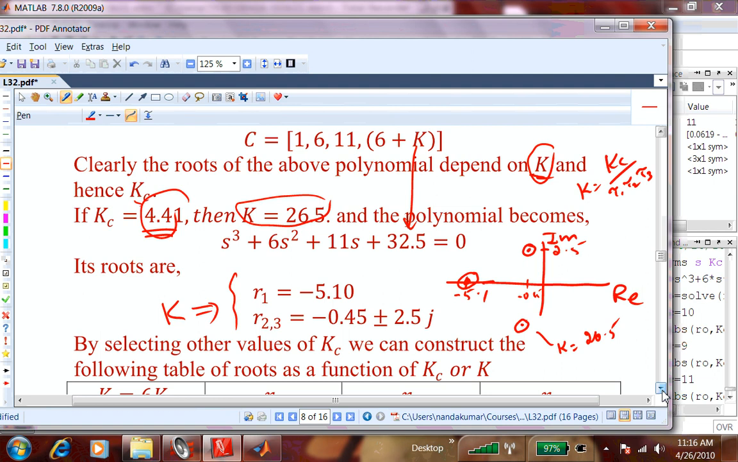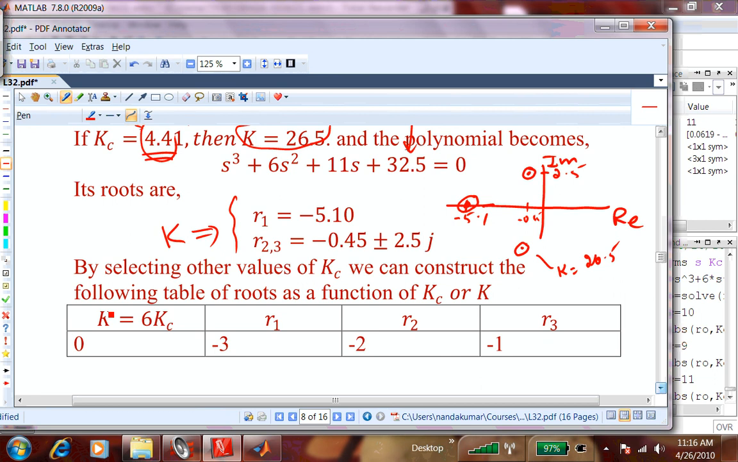Okay? So the first column contains the value of k, which is equal to 6kc. So either k or kc, you choose that. And then fix the polynomial coefficient and solve using the roots. So when k is equal to 0, the poles are at minus 3, minus 2, minus 1. Okay? And then the next row in the table says, okay, I'm going to make k equals 0.23.